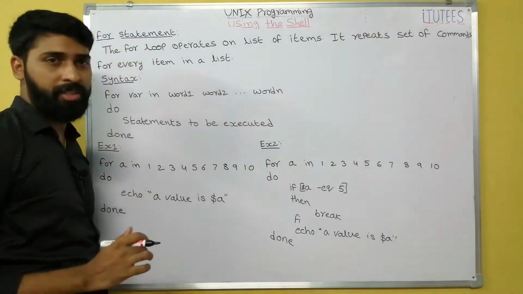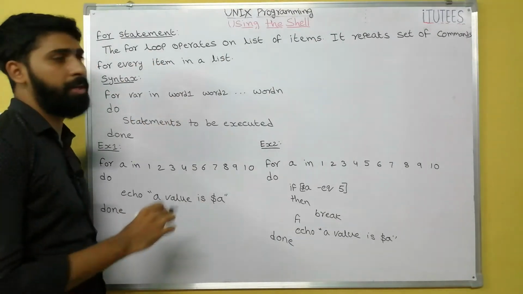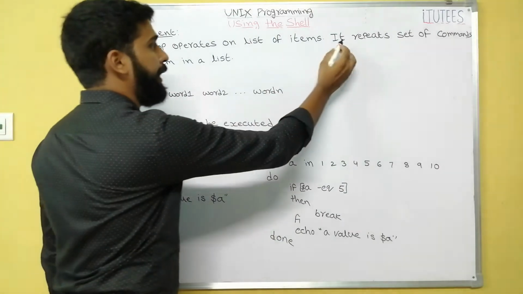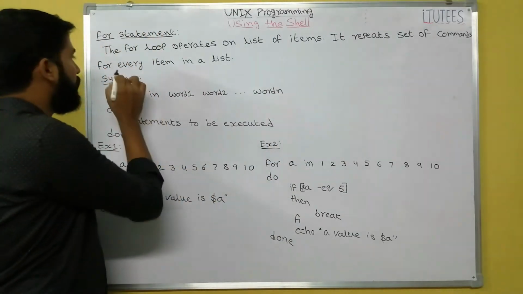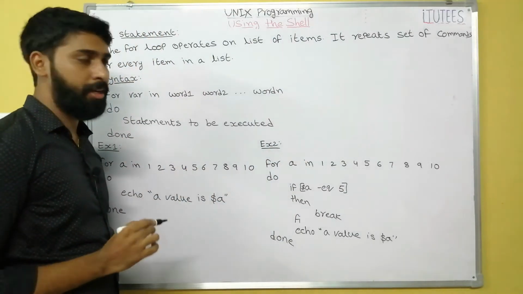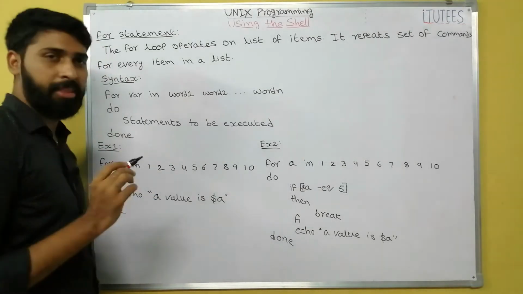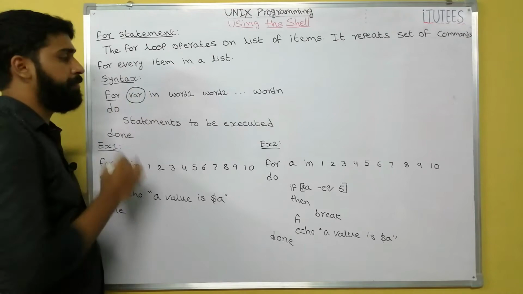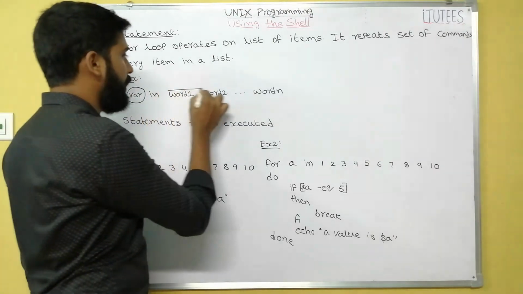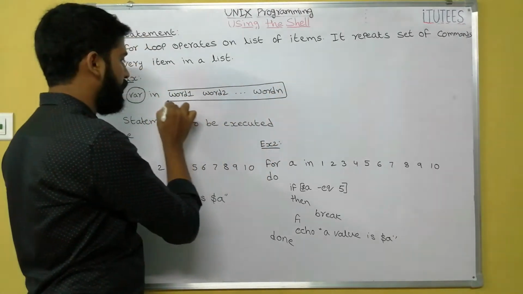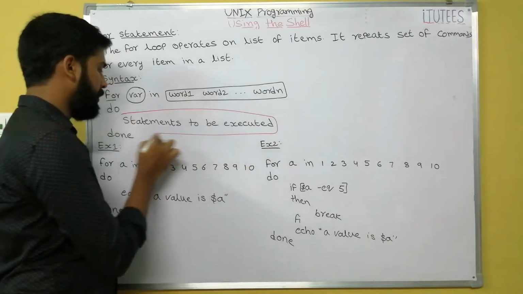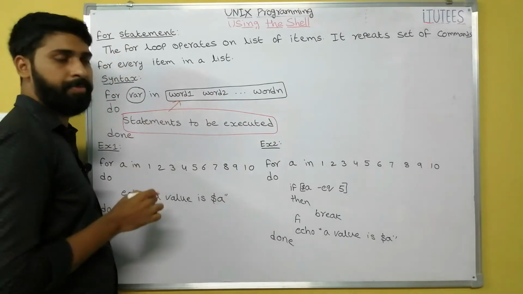Now we see the for statement. The for statement operates on a list of items. It repeats a set of commands for every item in a list. The syntax is for, this is the variable, after that you give the list. This is the list, and you are going to operate these commands on each item of the list.